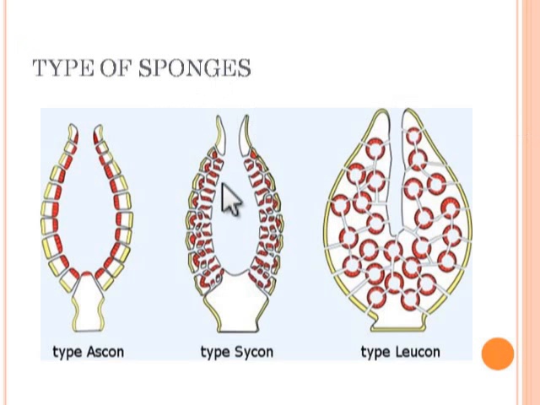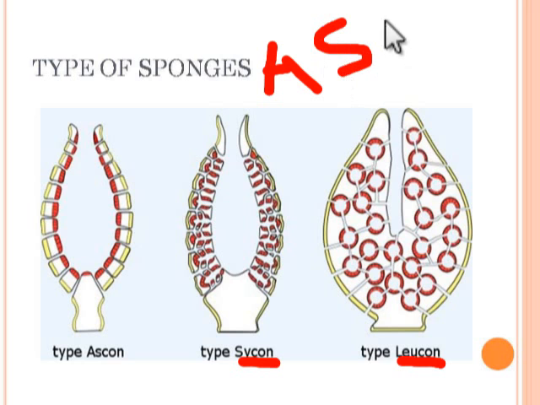These are the types of sponges. This type is ascon, which we saw already, and this type is called sycon, SYCON, and this type is called leucon. So ASL: ascon, sycon and leucon. You have to remember it like this: A, S, L. A for ascon, S for sycon, L for leucon. Okay, next slide.